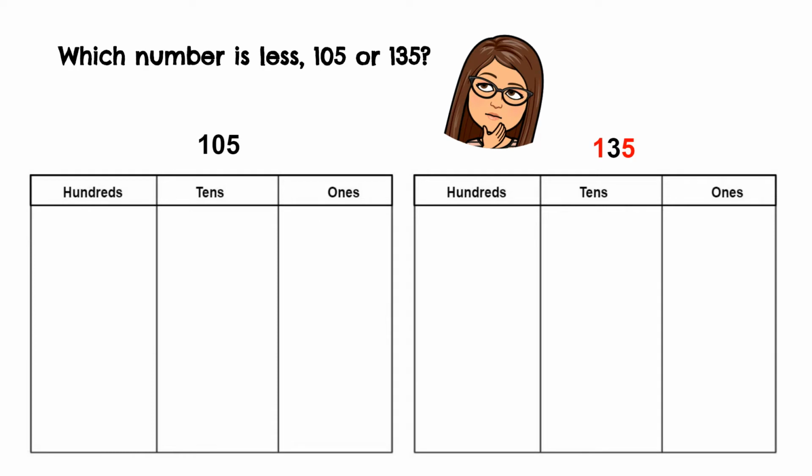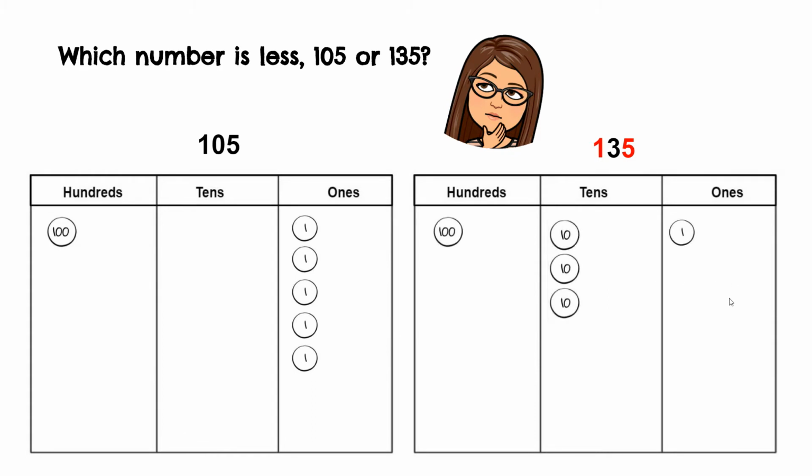Another one. It says here, which number is less, 105 or 135? Let's model 105 using our place value disk. Here we go. 100, 101, 102, 103, 104, 105. Now let's move on to 135. 100, 110, 120, 130, 131, 132, 133, 134, 135. Now we're ready to compare 105 to 135.